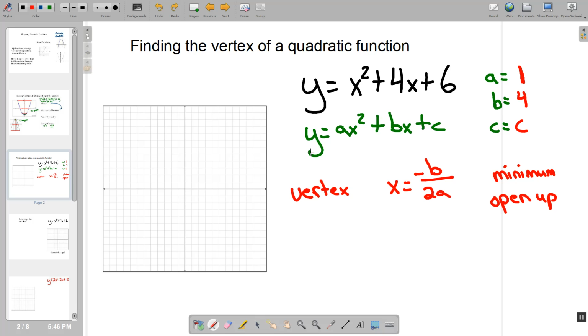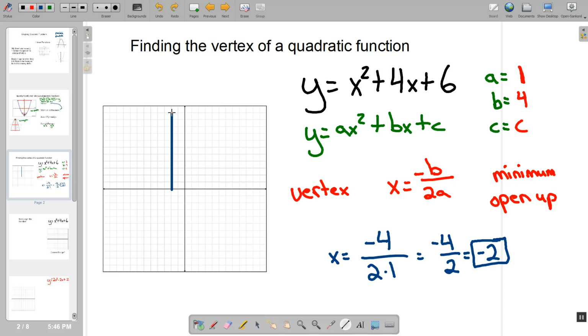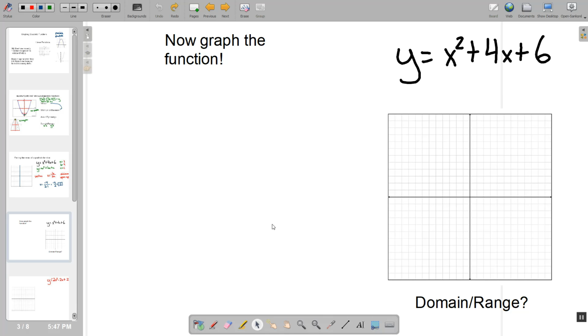So for this quadratic function, our vertex would be -4, because that is the opposite of b, over 2 times a, and our a is 1. So we have -4 over 2, or -2. And this equals the x value of our vertex. So that means our vertex is along here, which means that this is our axis of symmetry. So somewhere along here is our x value, and that's going to be important as we learn how to graph a quadratic function.